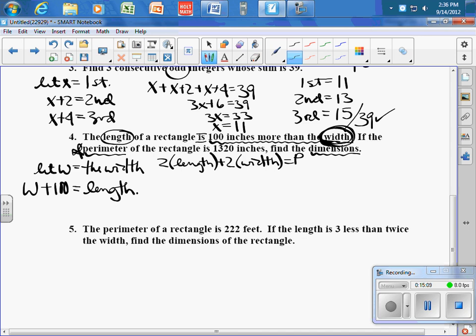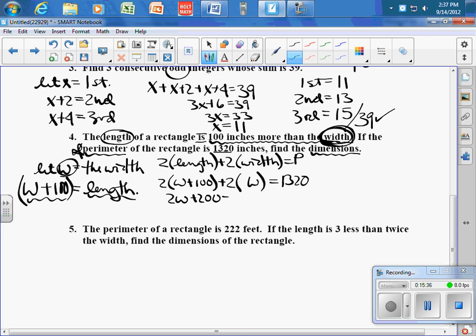I'm going to use for the length here W plus 100. So this is what I'm going to put in the parentheses for the word length. And then I'm going to put in parentheses W for the width. And my perimeter is 1,320 inches. To solve this equation, we'll use the distributive property, 2W plus 200 plus 2W is equal to 1,320. Combining like terms, 2W plus 2W is 4W, plus 200 equals 1,320.